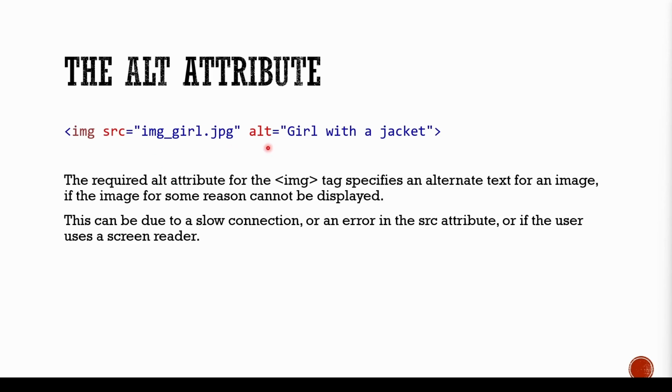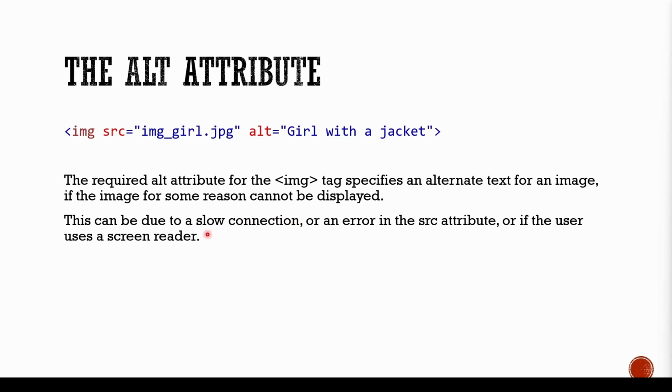And then we have alt. It must be present in an image tag. This required alt attribute for the image tag specifies an alternate text for an image, if the image for some reason cannot be displayed. Now, why can it not be displayed?